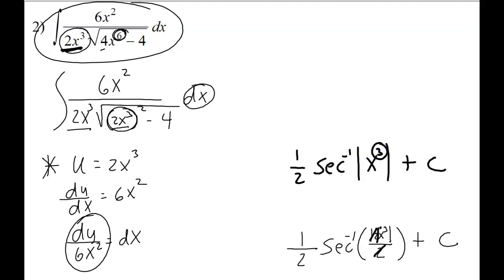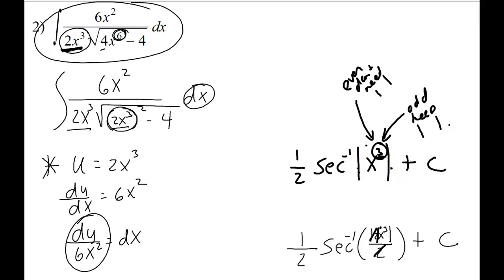Anytime this number here is odd, you've got to keep the absolute value. But if it's even, you don't need the absolute value. So like, let's say that this was an x to the 4th instead. In that case, you might find they don't have absolute value bars here anymore. They might just have parentheses.